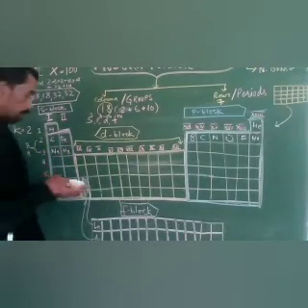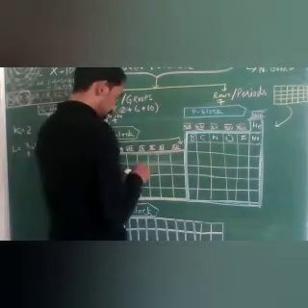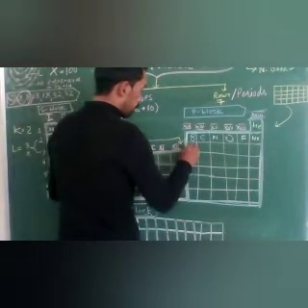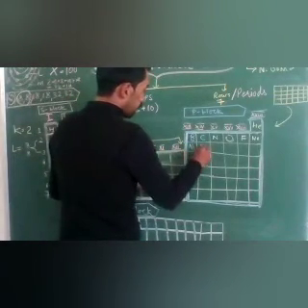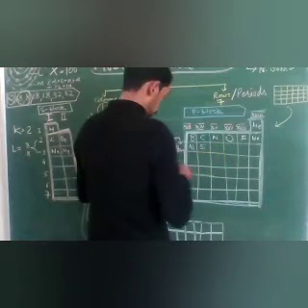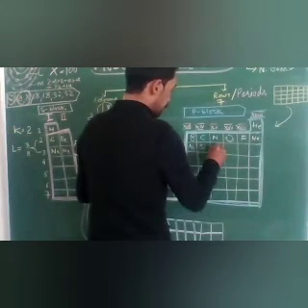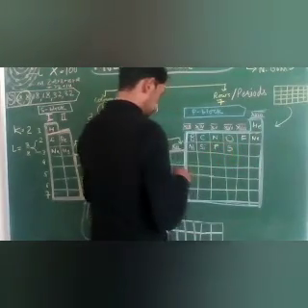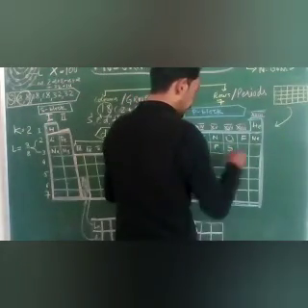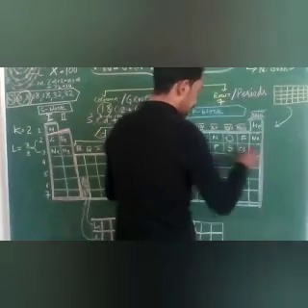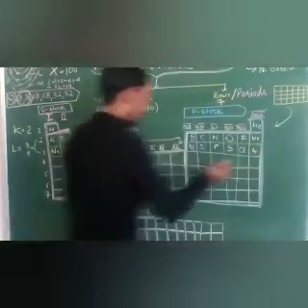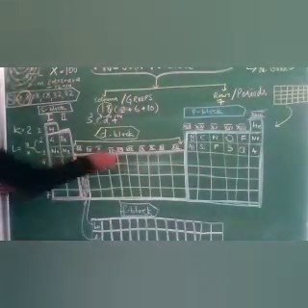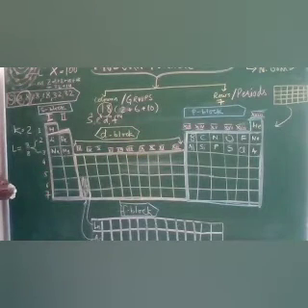Magnesium. Then aluminium. Aluminum, very good. Silicon. Phosphorus. Silicon, then phosphorus. Yes, then sulfur. Sulfur, chlorine. Argon. Yes, argon. Argon. Potassium. You can fill. And calcium. Calcium.